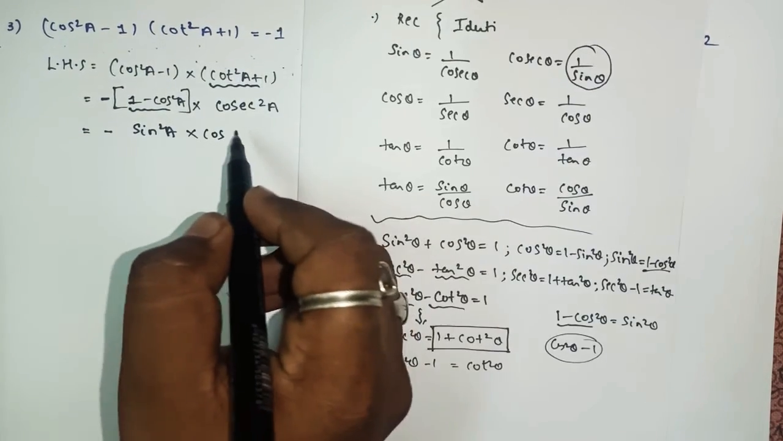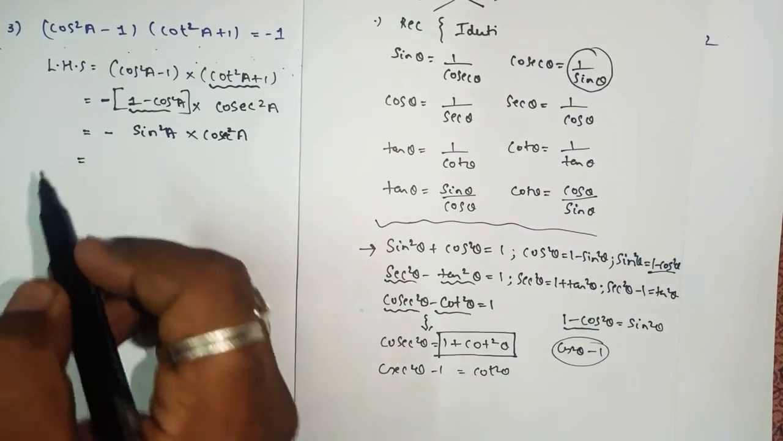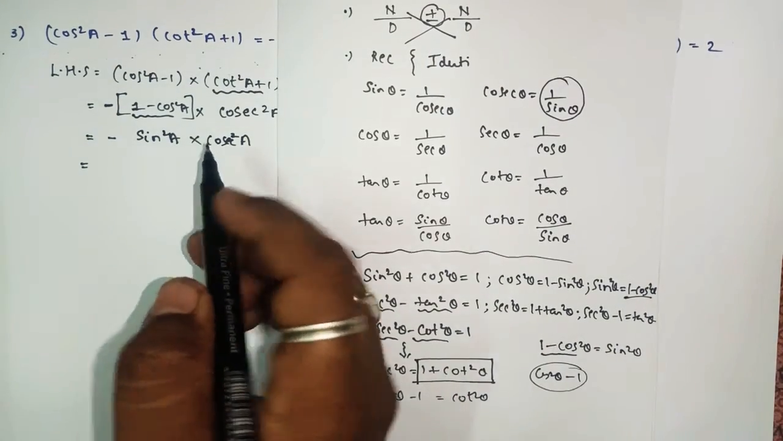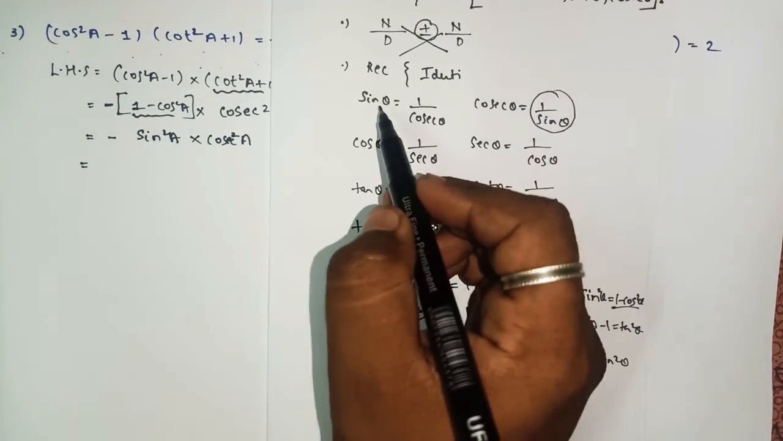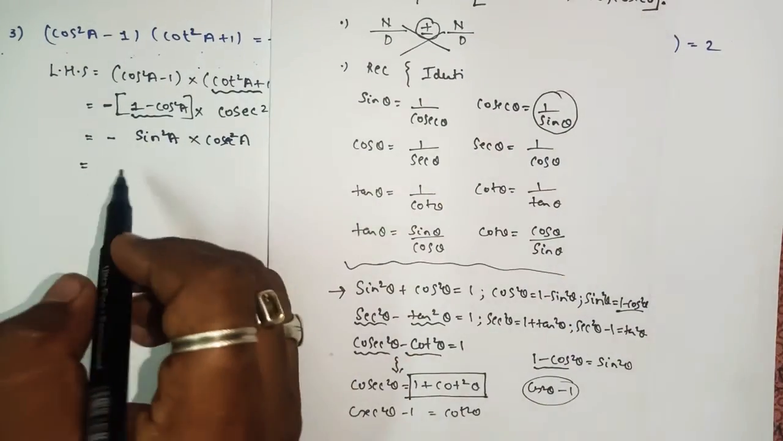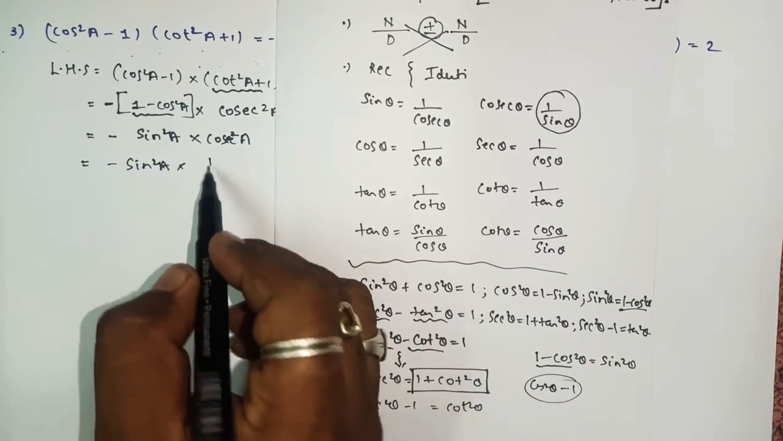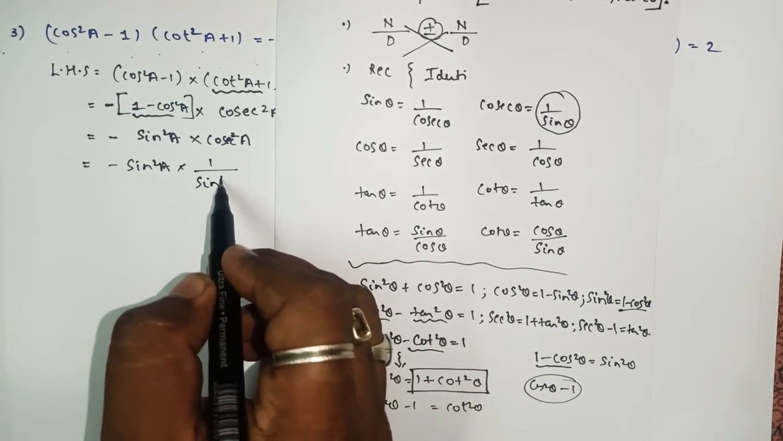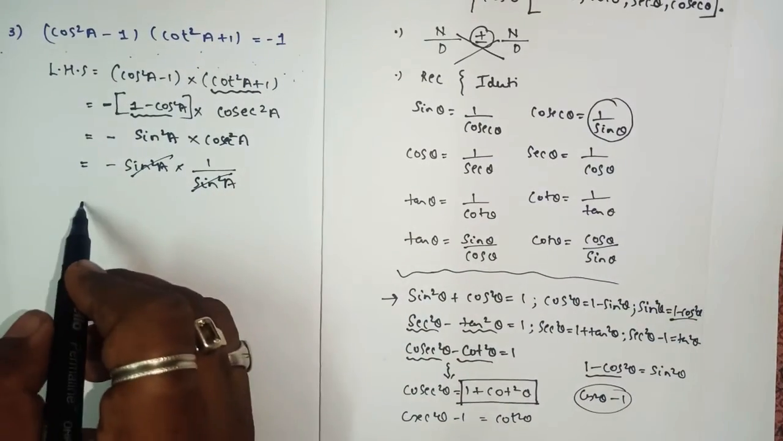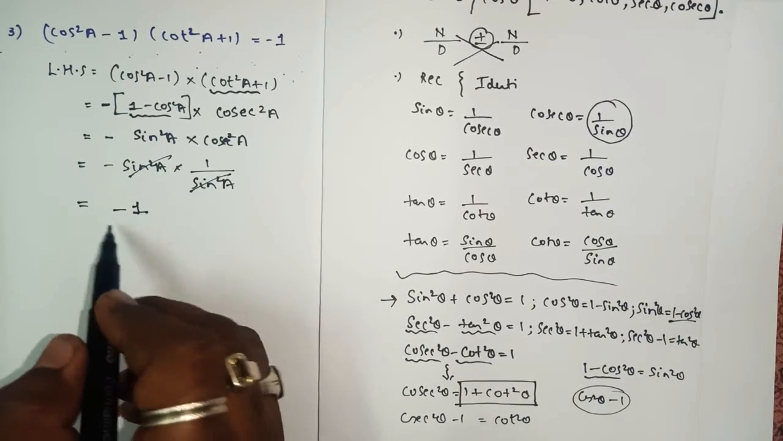Into cosec square a. Yes or no? And we know that there is one relation between sine and cosec. What is the relation? Sine theta is equal to 1 upon cosec theta and cosec theta is equal to 1 upon sine theta. So here can I write this cosec square theta as 1 upon sine square a? Yes or no? Here sine square will get cancelled. So here we are left with what? Minus 1. So that is your right hand side.